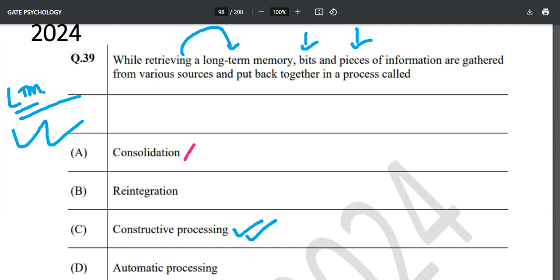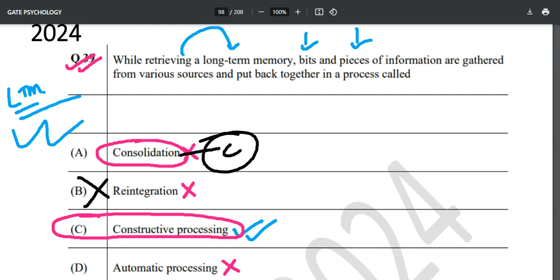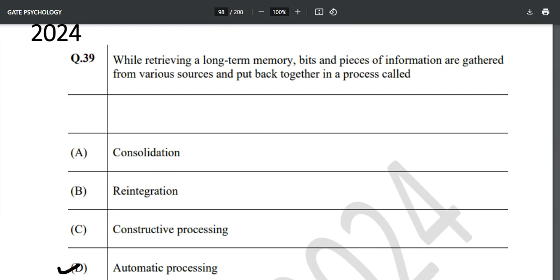Okay, it is not consolidation. It is not reintegration. It is not automatic processing. If you want to know about consolidation, how it is happening, go and read the book. You will find over there about consolidation, memory, and all those things. Okay. So the correct answer over here is question number 39. Option number C, constructive processing is the right answer. There's nothing such as reintegration in this memory model, and automatic processing is also not there. Option number C, constructive processing is the correct answer, because you are constructing your memory, you are adding bits and pieces of information.